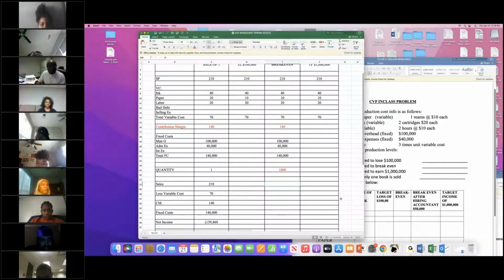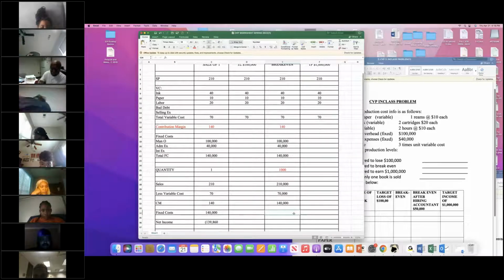So does the 1,000 work? Yes. So what's 1,000 times 210? 210,000. What's 70 times 1,000? 70,000. So the contribution margin is how much? 140,000. Fixed cost is what? It always stays the same at 140,000. Our net income is.